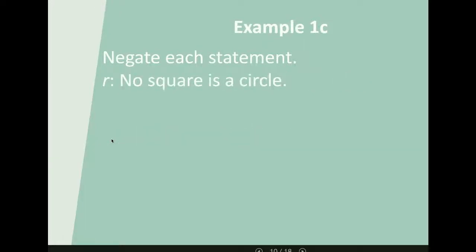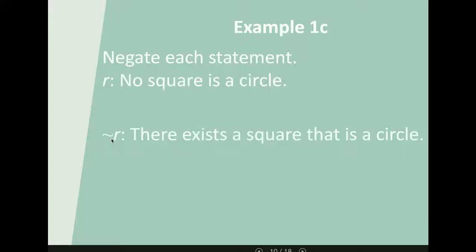Next one, no square is a circle. So statement R represents no square is a circle, which means none of them. No square is ever a circle. So what could we do there? We just have to negate that. We don't need all squares to be circles. We just need there to exist a square that is a circle. So the negation of R would be there exists a square that is a circle.